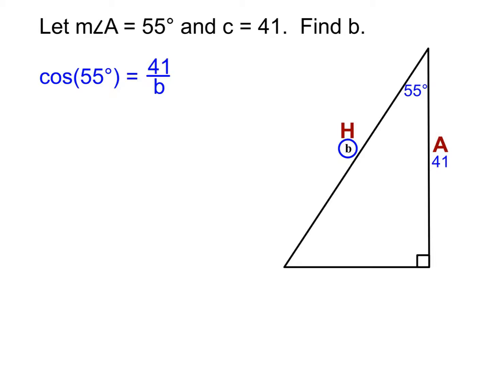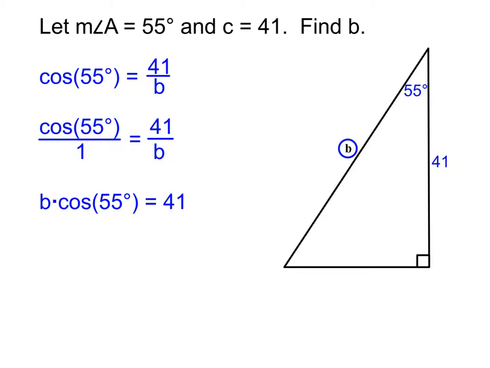Right. Now, we need to solve this. And while there are a couple different ways to look at it, the most familiar to you at the moment should be setting it up as a proportion and then solving it by cross multiplying. So go ahead and do that to figure out what this solution will look like. First step, cross multiply. In this problem, that gives us B times cosine of 55 degrees equals 41.